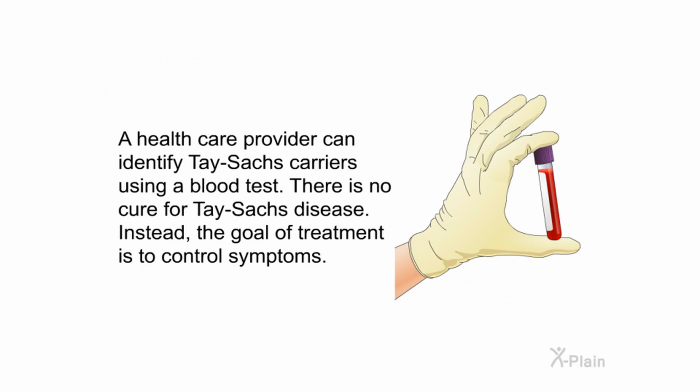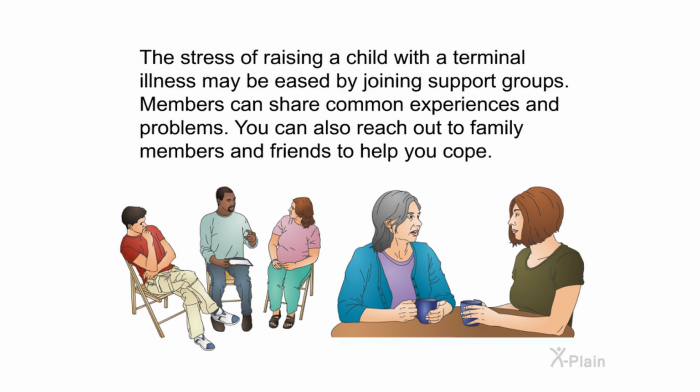A healthcare provider can identify Tay-Sachs carriers using a blood test. There is no cure for Tay-Sachs disease. Instead, the goal of treatment is to control symptoms. The stress of raising a child with a terminal illness may be eased by joining support groups. Members can share common experiences and problems. You can also reach out to family members and friends to help you cope.